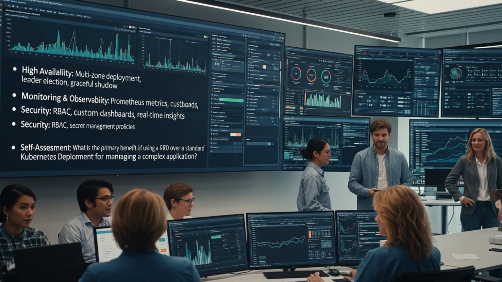Next, monitoring and observability are non-negotiable. Integrate Prometheus metrics into your operator to expose performance, resource utilization, and reconciliation success rates. Custom dashboards provide real-time visibility, allowing you to quickly spot issues and ensure your automated systems are behaving as expected.